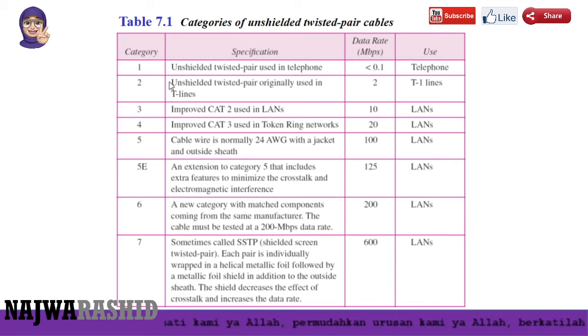Okay, category 1 is the unshielded twisted pair that we use in the telephone line. So different categories of wire have different data rates.